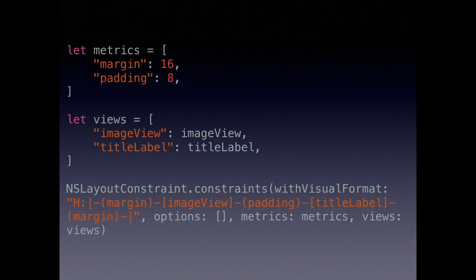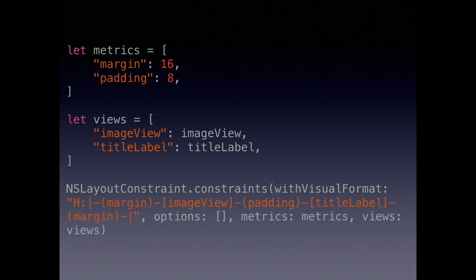So this is, if you're wondering where the names came from, this is what working with visual format actually looks like. You're going to create a metrics dictionary. Well, you don't have to. You can just use the hard-coded numbers. But you do have to create a views dictionary, which just maps your actual views that you want to lay out to names that are going to show up within that visual format string.